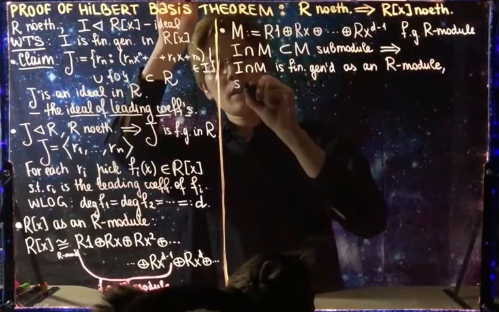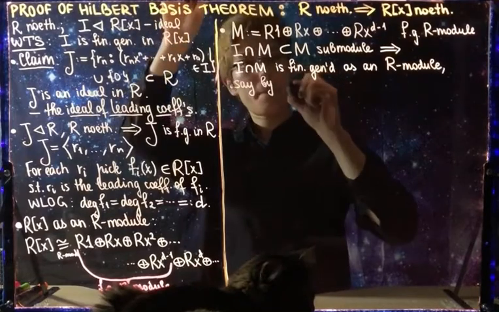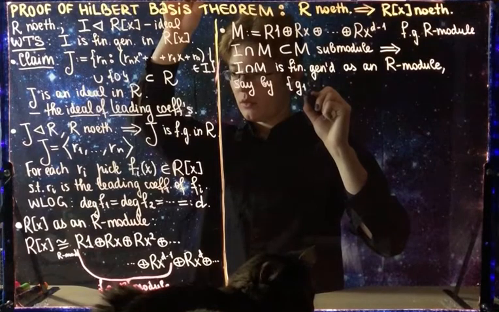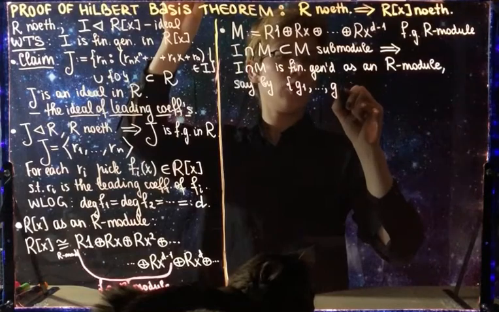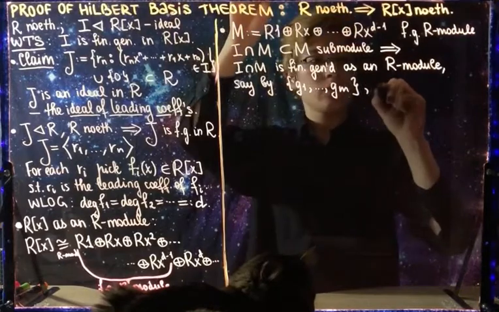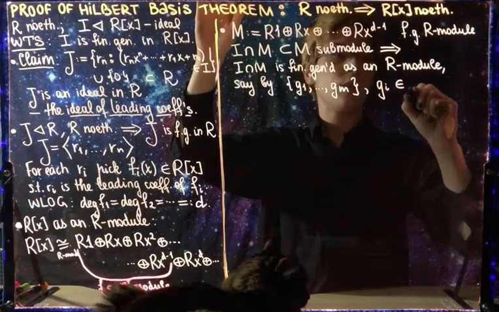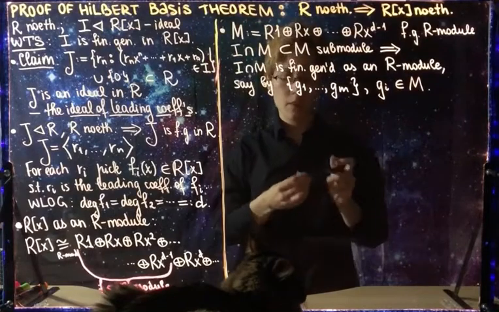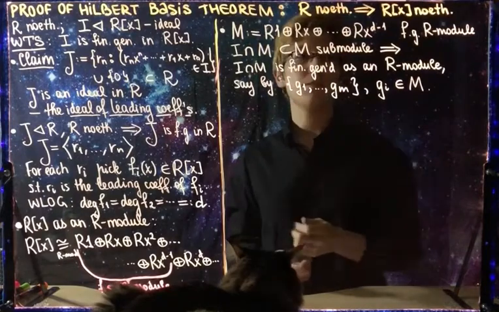And let's say it is generated by elements G1 through Gm. So the Gi's are polynomials of degree at most d minus 1. But this module is not necessarily free, and we don't care if it is free or not.